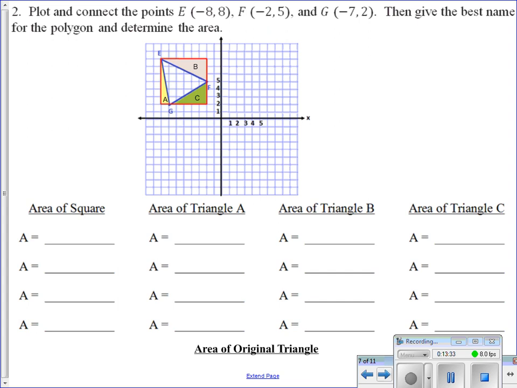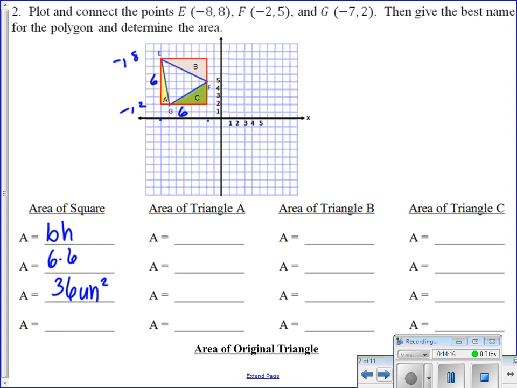So right now we have to find the measurements of our sides. So for our red square, what is the base and the height? Well, I went here from -2 to -8. So what's the measurement of that side? 6. And my height goes from 2 to 8. So what is my height? 6. So the square is base times height. 6 times 6, 36 units squared.